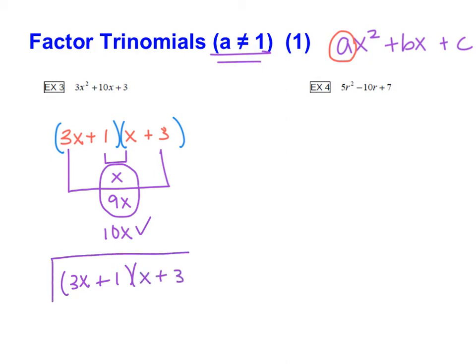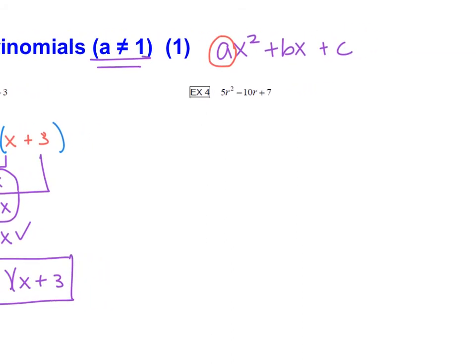I know this is factored correctly because I specifically chose the 3x and x. That multiplies to 3x squared. The 1 times the 3 multiplies to 3. And so what we have to check is how do we get that 10x in the middle. So you check your outside and your inside terms to see if it adds up to that 10x. Sometimes we get it on the first try, sometimes we don't.